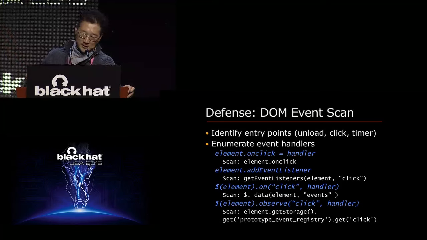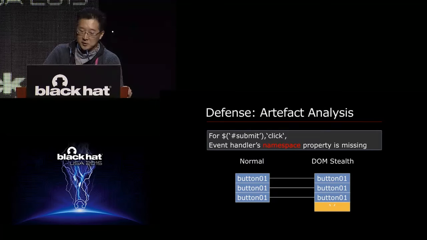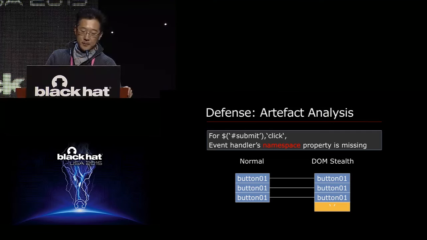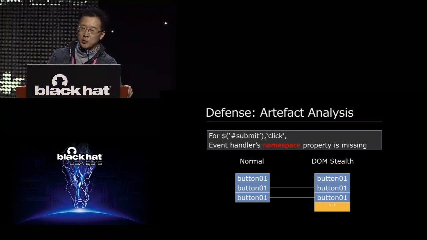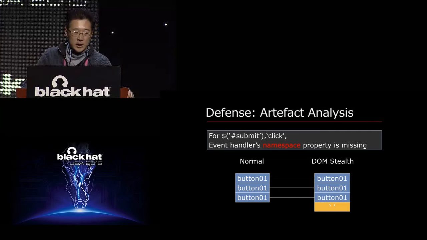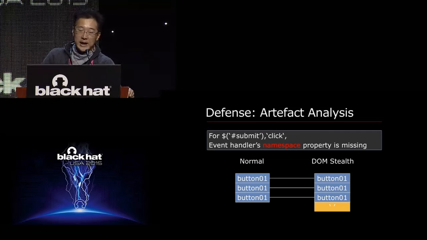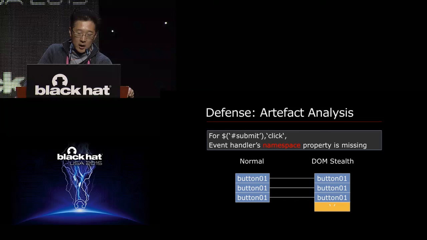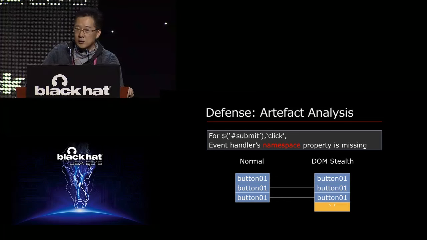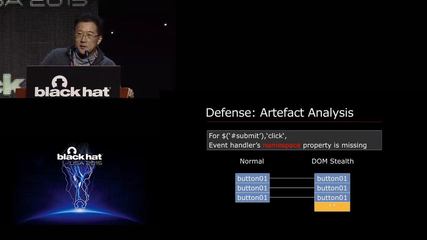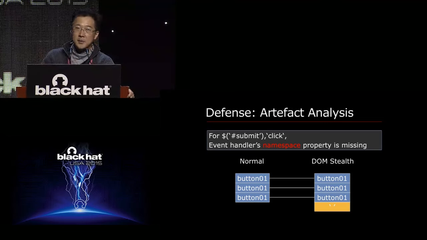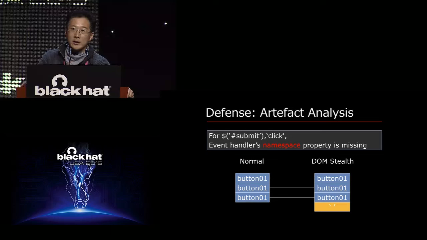I'm not going to go through each one of those. It's not that interesting. Once we have all the functions that we have enumerated, how can we actually detect whether this particular function is hidden or not? One of the ways to do that is to do the artifact analysis, looking at artifacts that may occur when the script is hidden.